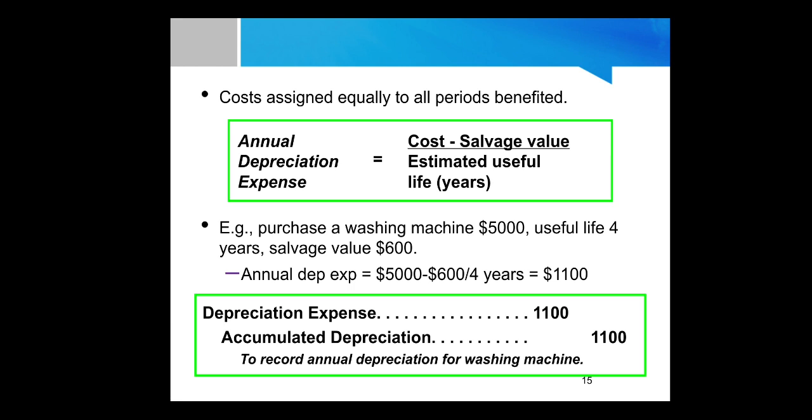Every time you have to record depreciation expense, this is the way to do it. Debit depreciation expense, credit accumulated depreciation. That is the way. Later I will explain more about this when you want to prepare an income statement and balance sheet. I will explain where to put these two numbers in the income statement and balance sheet.